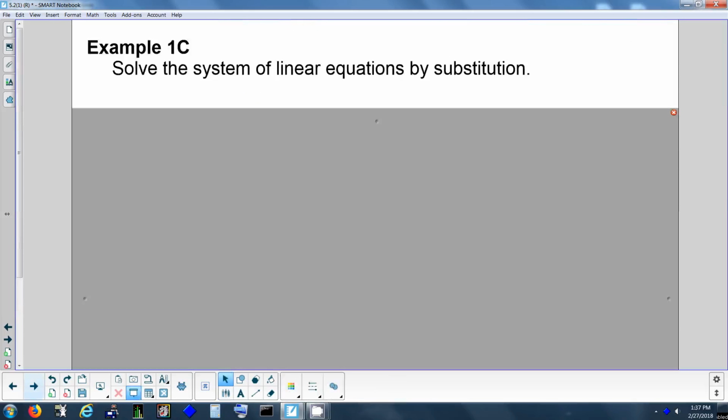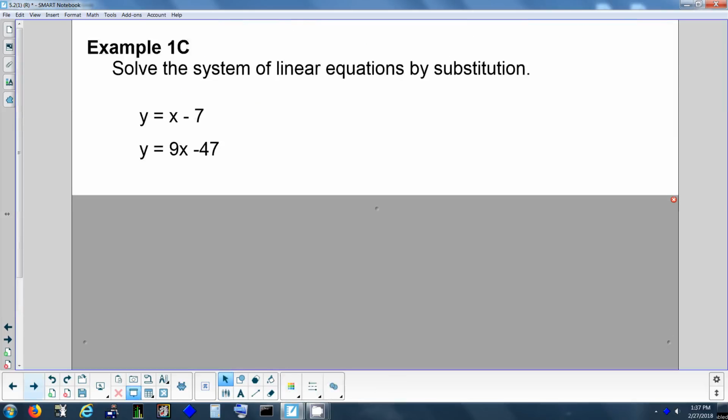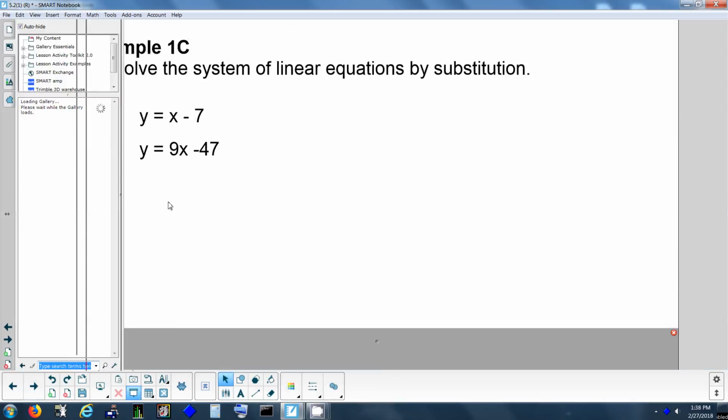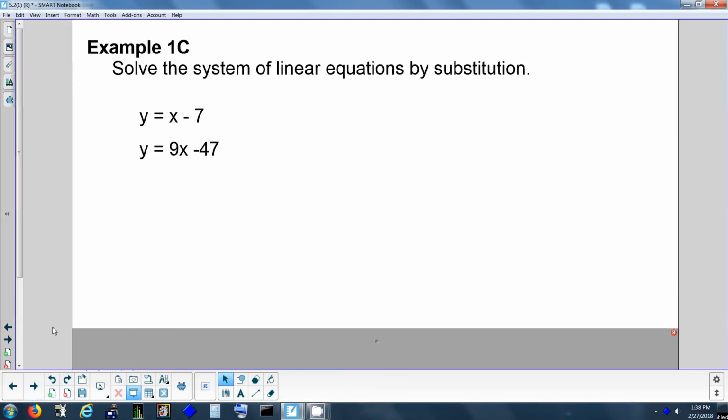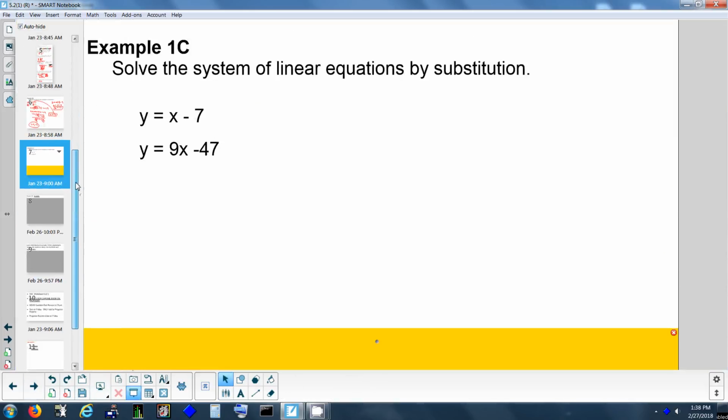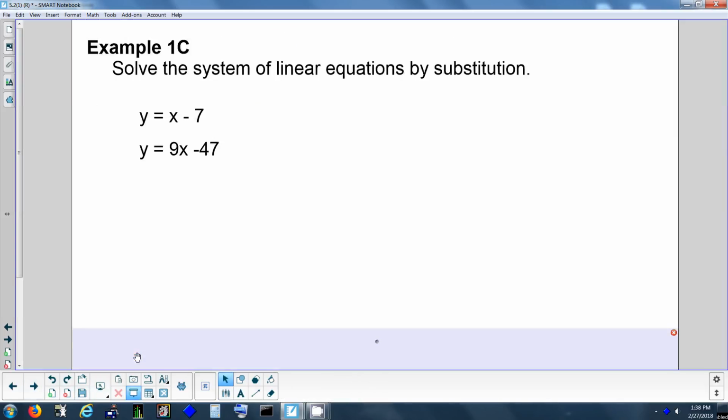All right, so look at the next one, guys. Here's our next one. So we got y equals x minus 7, and we got y equals 9x minus 47. I like how someone said that this one is different than the other ones we've done. How come? What'd you say, Will? I said, why is there both y's? What do we call this when it's by itself like that? Both y's are isolated.